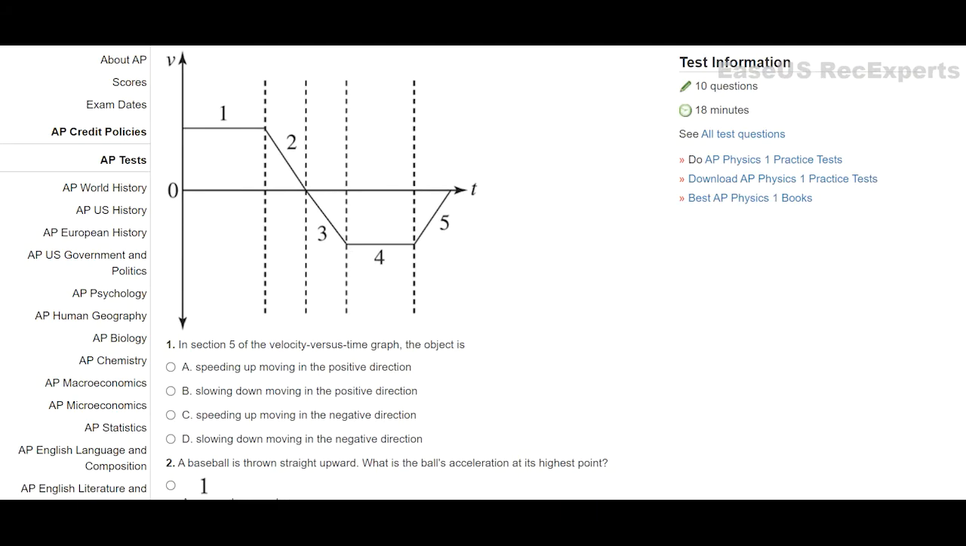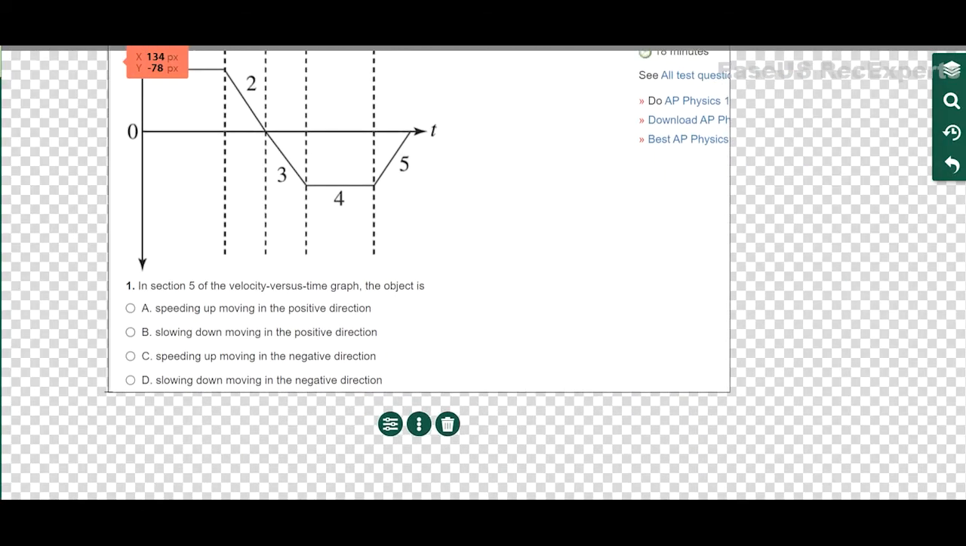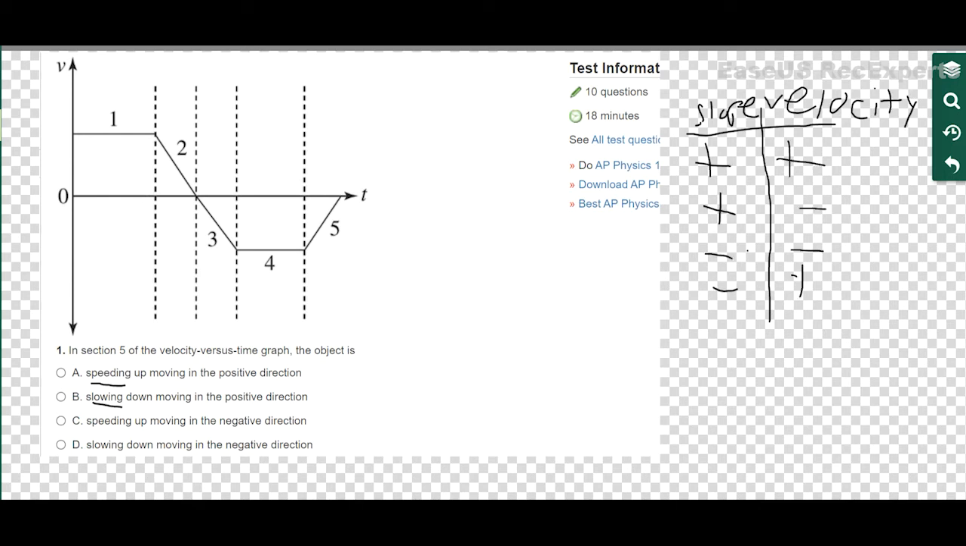So let's look at the first question. Section 5 of the velocity versus time graph. The object is speeding up, slowing down, and in which direction? What I like to do if they're asking me if it's speeding up or slowing down is use this sort of chart right here. We're going to take the slope of the velocity, and we're going to take the actual value of the velocity. Now I'm just going to label the signs. You only really need to take a look at the signs.